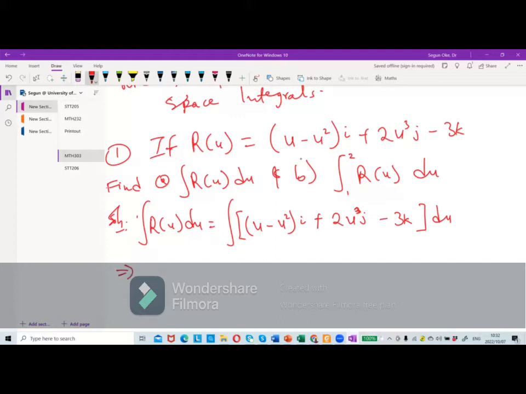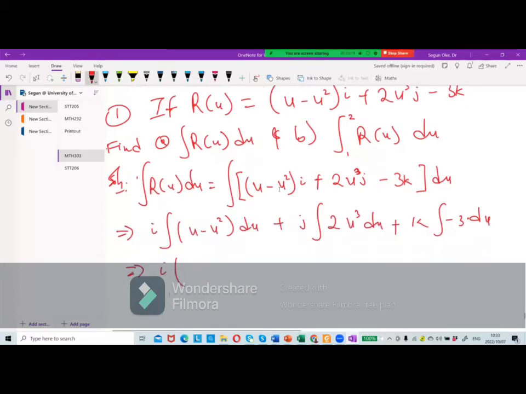I can separate them by putting my i component in front: the integral of u minus u squared du, plus j times the integral of 2u cubed du, plus the integral of minus 3k du. So if I want to solve this, I can easily solve them one after the other.